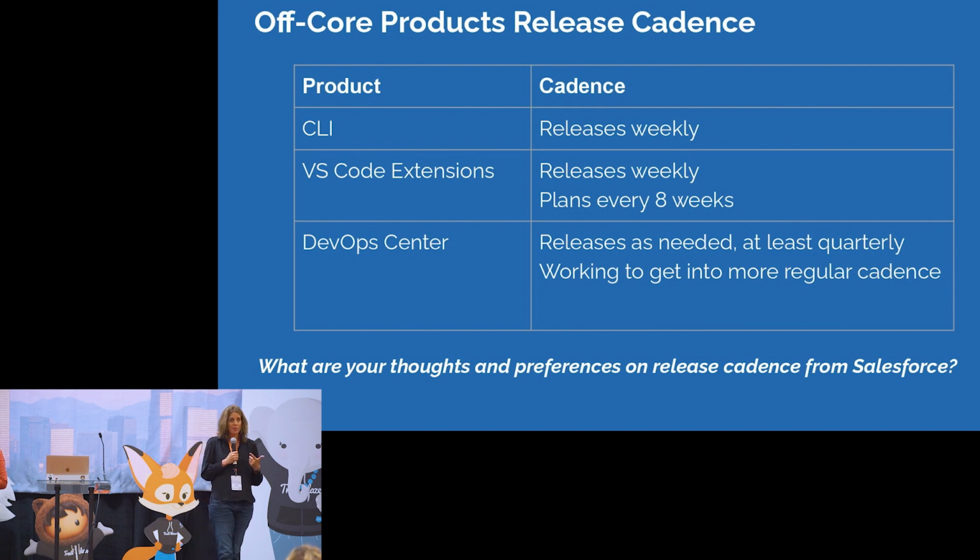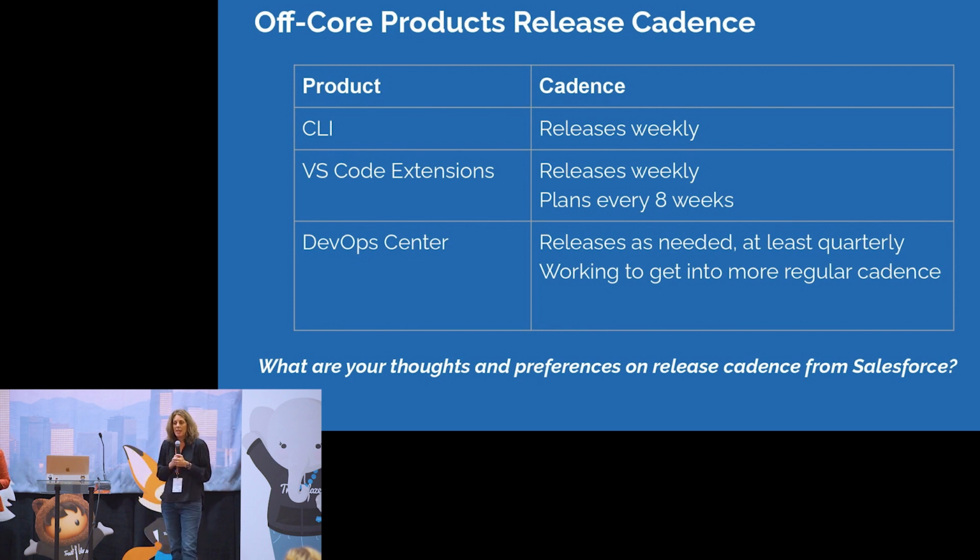Some of these are built on top of the platform, just like applications that you're building. So our CLI, for instance, releases weekly. You'll get updates to that weekly. Our VS Code extensions similarly release weekly. They have a planning process that happens every 8 weeks. So they do a major planning, and then they go into a weekly release cadence.